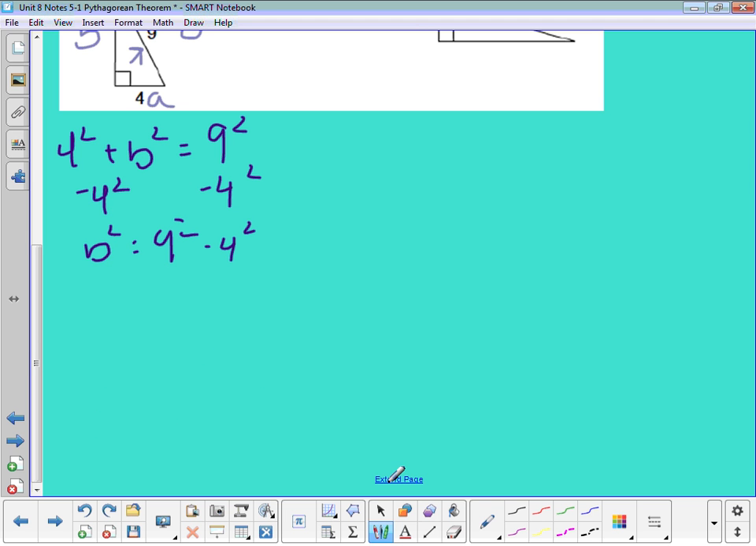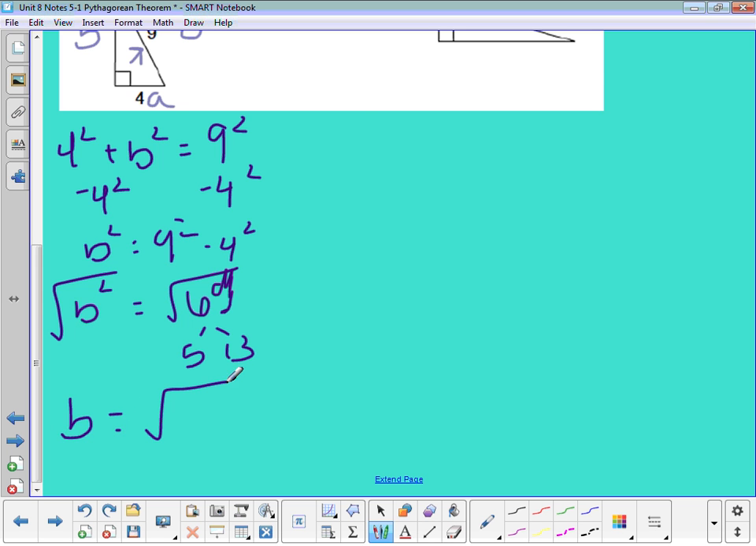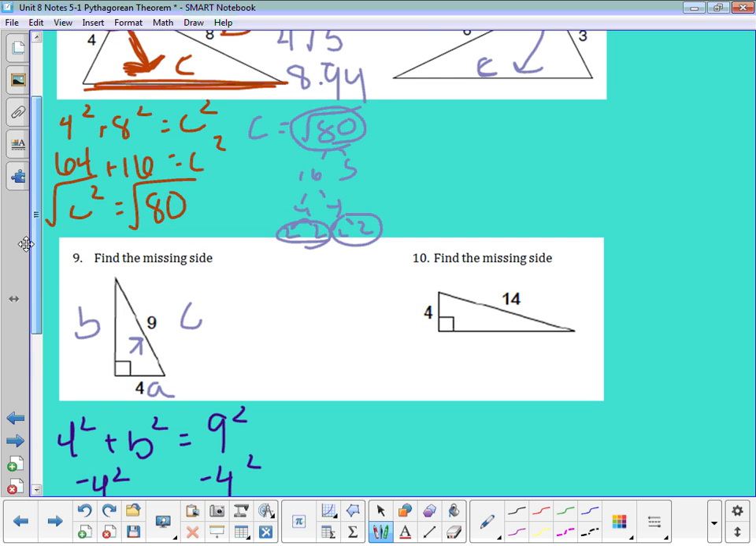Okay, so when you subtract that off, you get that b squared is equal to 65. Now, 65 breaks down to 5 and 13, both of which are primes, so we don't have any pairs. So then b, remember when you take the square root of a square, is just the square root of 65. So that's our answer for our simplified radical: the square root of 65.